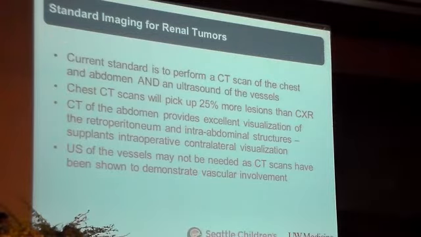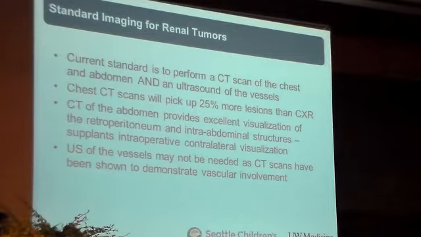If it's a solid tumor, the current standard is to perform a CT scan of the chest and the abdomen, and currently an ultrasound of the vessels. The chest CT is a better test to pick up lung lesions than a chest X-ray. The CT of the abdomen provides us with excellent visualization.